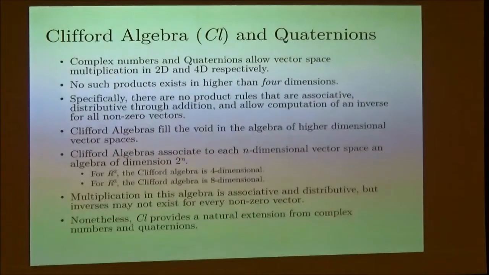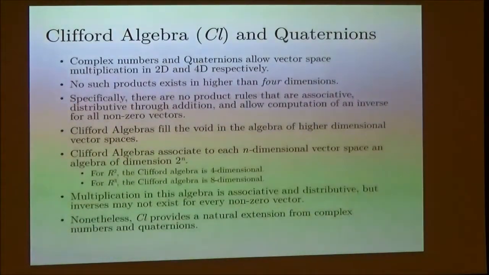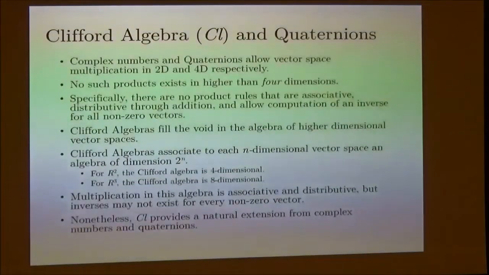So we're looking for rules, we're looking for the algebra where we can get those rules to get newer kinds of numbers. For each n-dimensional vector space, you can get a Clifford algebra of dimension 2 to the power n. Why is it 2 to the power n? Well, the reason is that from the basis vectors of the n-dimensional vector space, you can form products and sums of the basis vectors, and you can get up to 2 to the power n of those. And we'll talk about why that is.